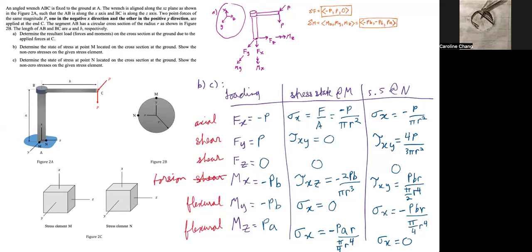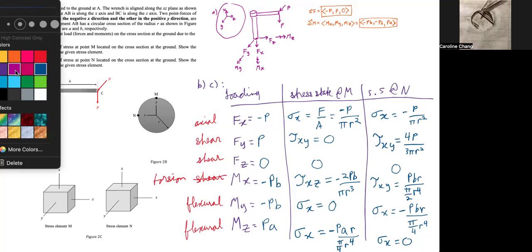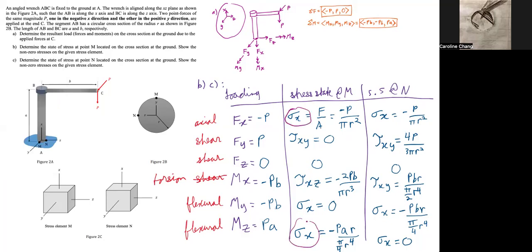So the last and final part is to show the stresses on the given stress element. On the stress element M, we note that we have stress in the x direction, so axial stress, and we also have shear stress on the x face in the y direction and shear stress on the x face in the z direction. We note that both of the axial stresses are negative, so we can simply add them and they'll both be negative. So the stress element will be under compression.